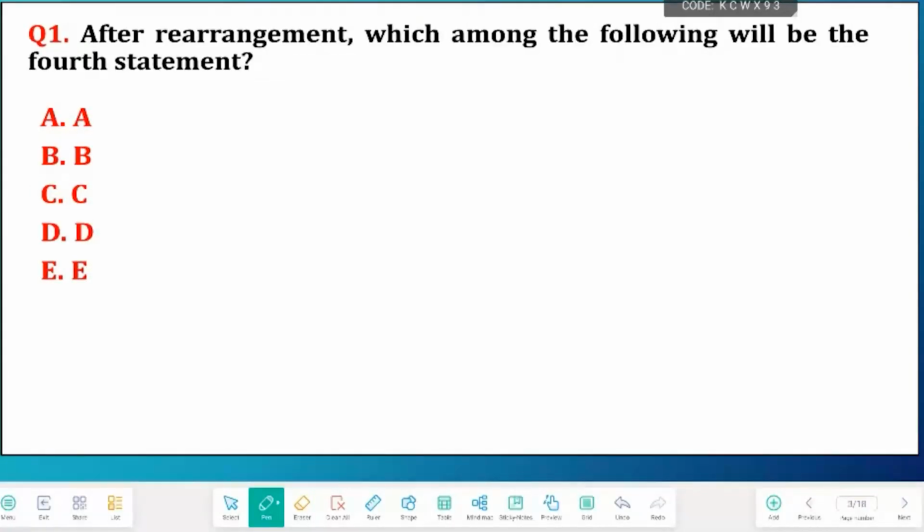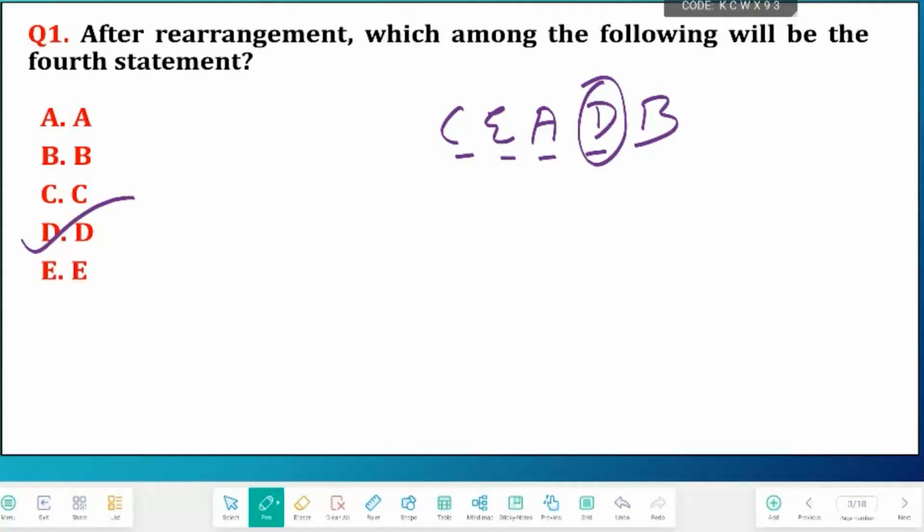After rearrangement, which among the following will be the fourth statement? क्या था हमारा sequence? CEA D B. So 1, 2, 3, 4. Statement D will be your fourth statement after rearrangement. I hope there should be no difficulties in this. Correct answer will be D for Delhi.